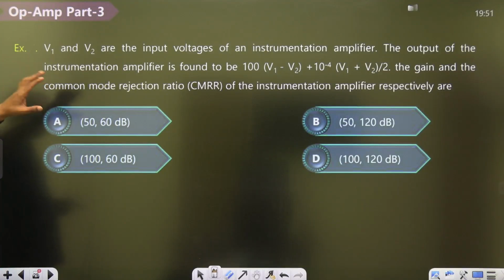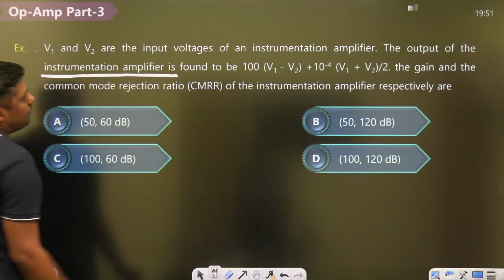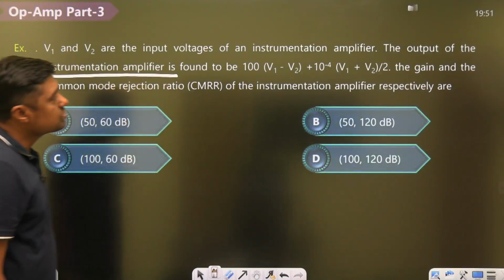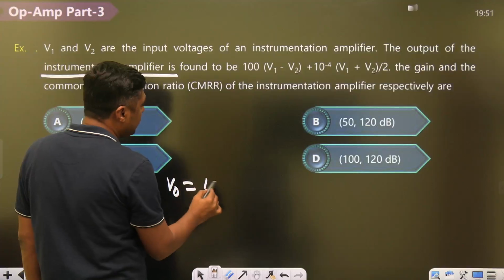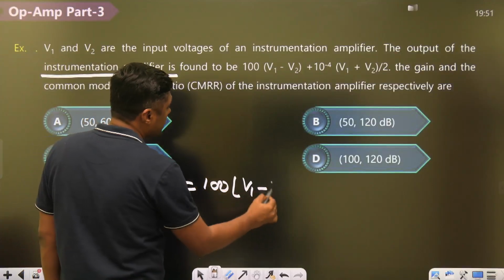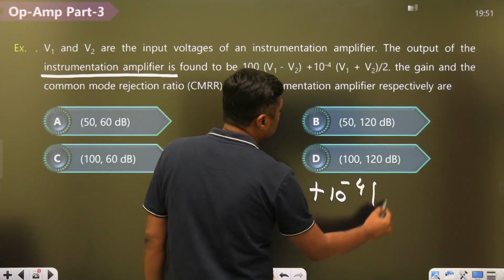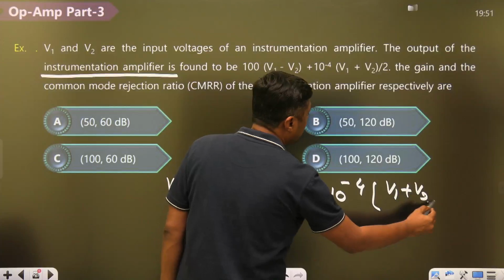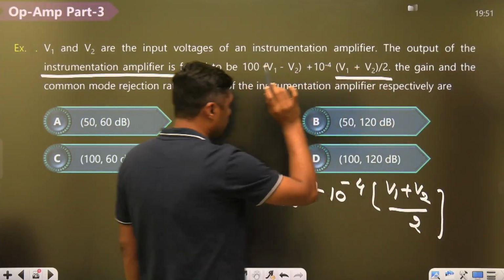V1 and V2 are the input voltages of an instrumentation amplifier. The output of the instrumentation amplifier is normally, we are saying for what? Differential amplifier is to be, watch this, V0 is given as 100 (V1 minus V2) plus 10 to the power minus 4 (V1 plus V2) divided by 2.